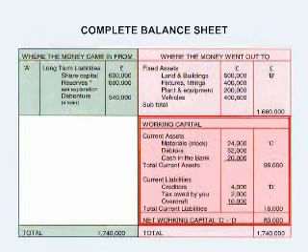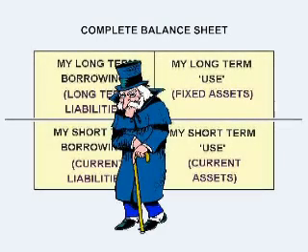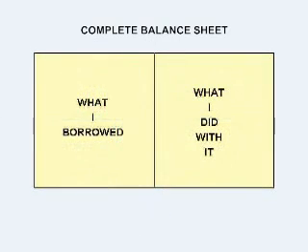And now we need to take a final look at all this together, a complete balance sheet. Remember Scrooge. The balance sheet always balances. Money borrowed must equal what you did with it.